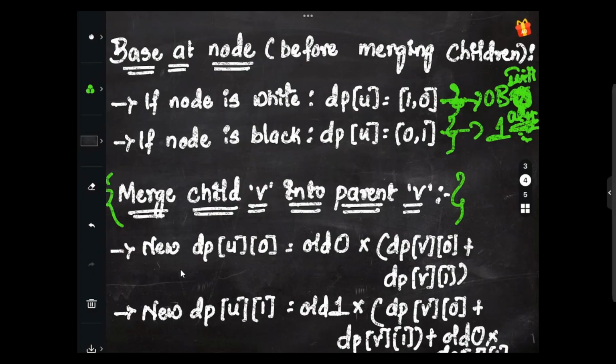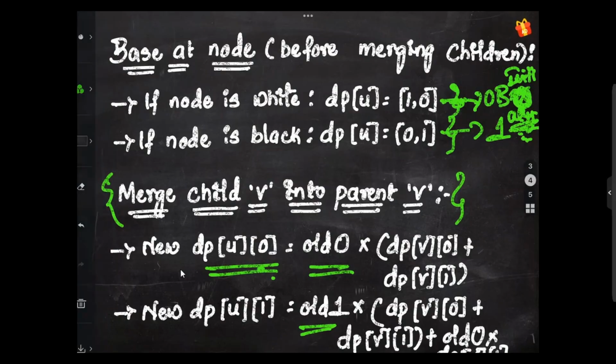Now let's move on with the next part, nothing but merging child v into parent u. So we have to merge child v into parent u, right? I have shown this in the form of code basically. New dp of u0 is old 0 into dp of v0 plus dp of v1, right? New dp of u1 is old 1 into the same thing, instead of the old 0 we are going with old 1 here, dp of v0 remains same, plus dp of v1 remains same. Along with that, we will be going with plus old 0 into dp of v1, for the new dp.